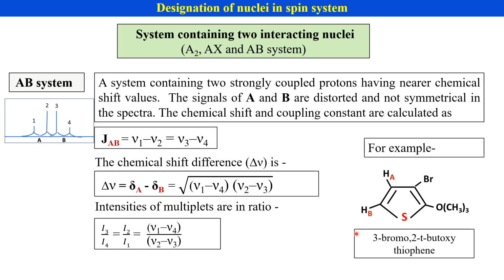This is an example of an AB system. 3-bromo-2-tertiary-butoxythiophene. In that case, these two protons are non-equivalent, but chemical shift values are very near to each other and they exhibit an AB system.